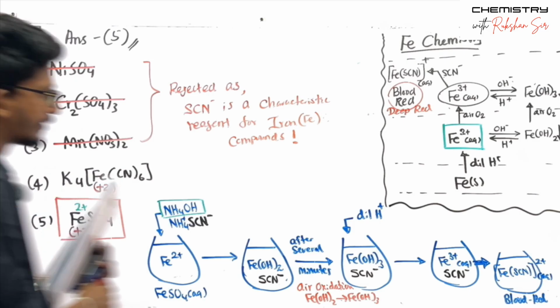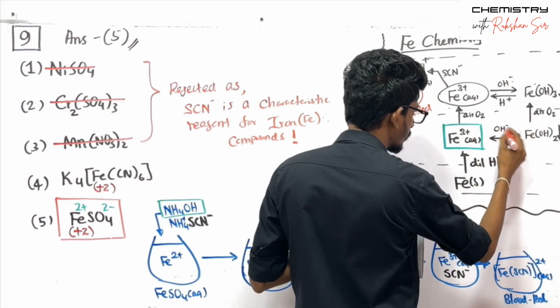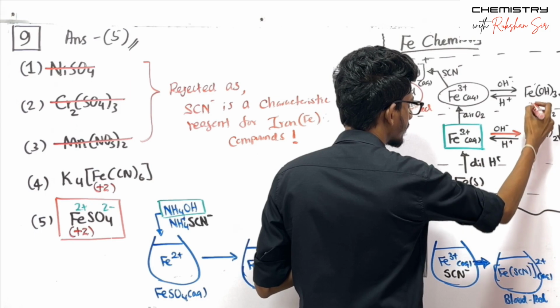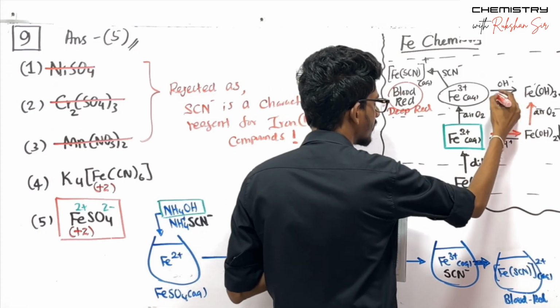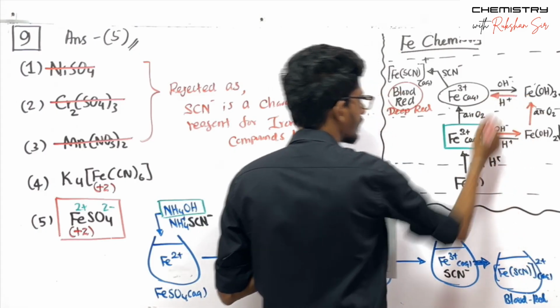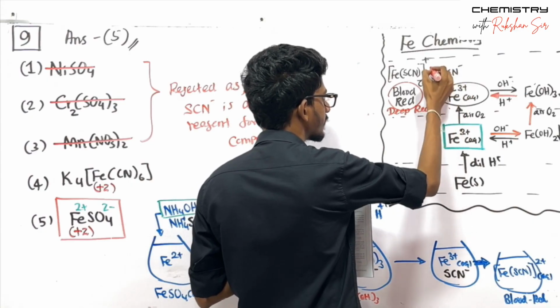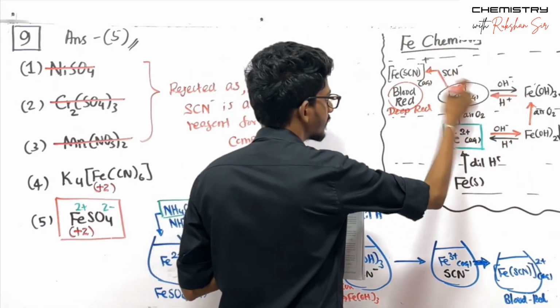This was the path they took. Fe(OH)2 went to here, then they oxidized, then with the addition of dil. H+ it went to here, then CN minus is added, so it went to here. It was there in the solution, right? Went to here. This is the path.